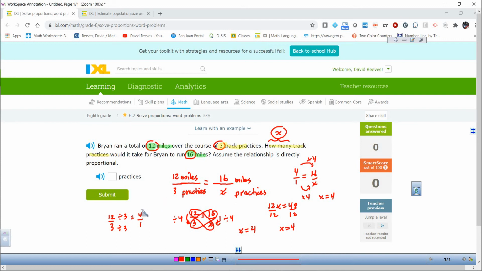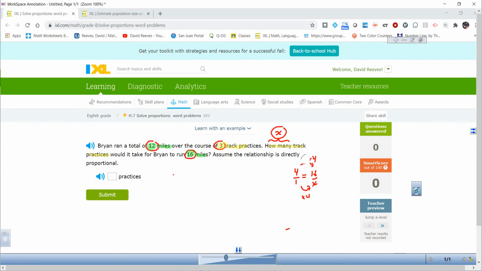All right, and I just want to show you that not only could we set it up this way, I mentioned there's some flexibility. All right, we did miles over practices, and I said we could have done practices over miles. You could also do miles over miles and practices over practices. So I could have gone 12 miles here over 16 miles here, right? And then I could put 3 practices here. And then x practices here.